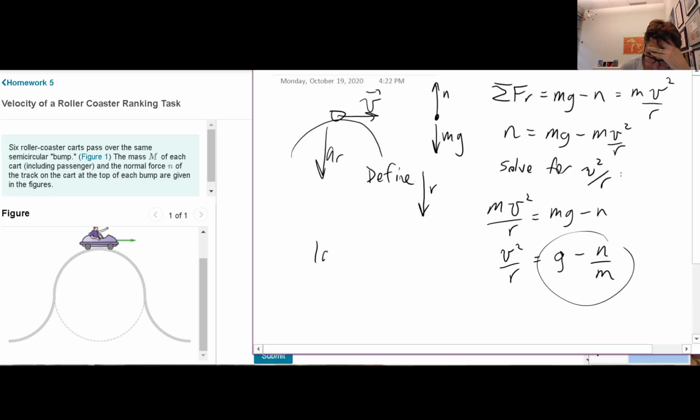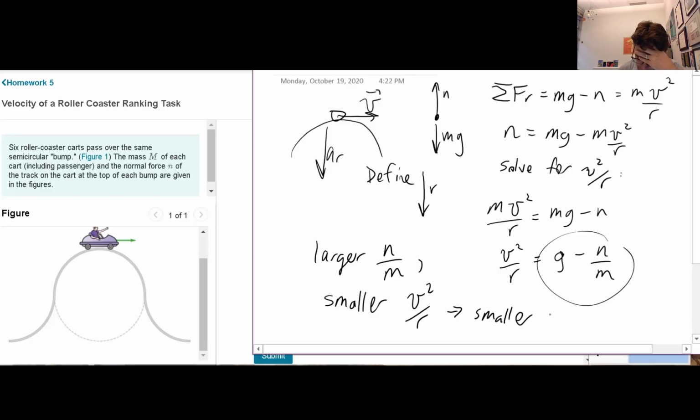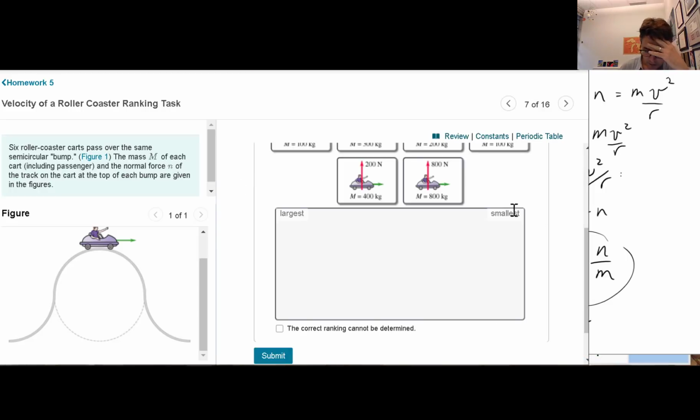So the larger n divided by m, it's minusing, so the smaller v squared over r, so smaller speed. So all we have to do is rank them opposite for n over m: smaller v squared over r, over r. Right.